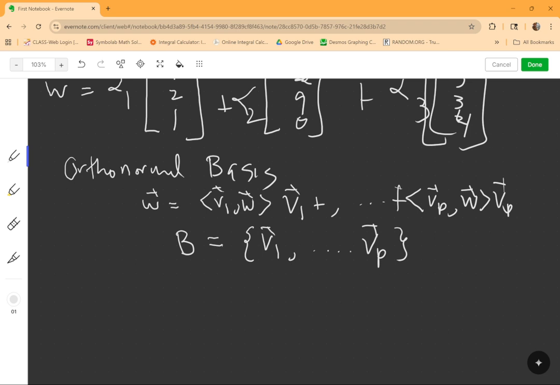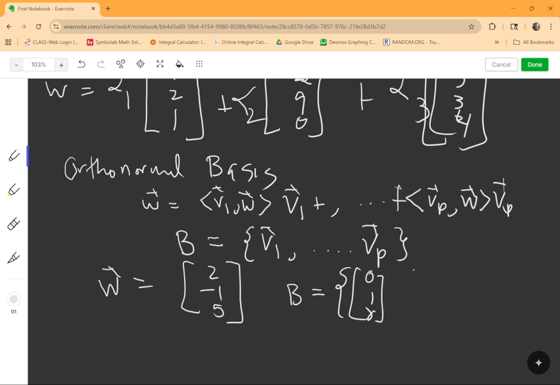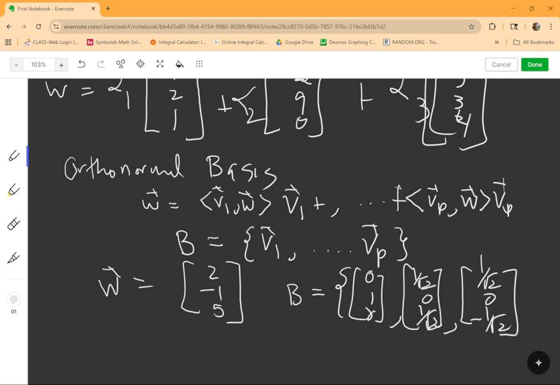Okay, so for our above example with the vector w given as 2, -1, 5, let's say our orthonormal basis consisted of the vectors 0, 1, 0; 1 over root 2, 0, 1 over root 2; and then 1 over root 2, 0, -1 over root 2. Okay, so that is my orthonormal basis.